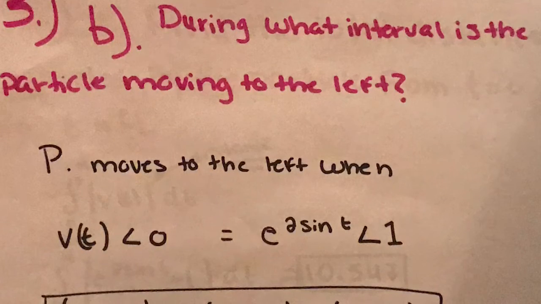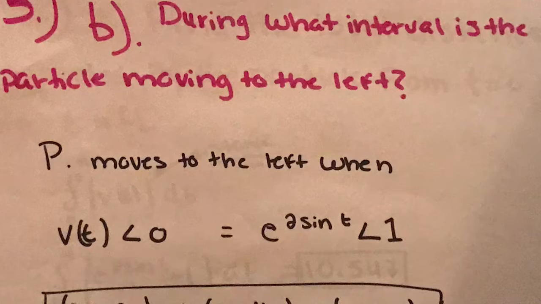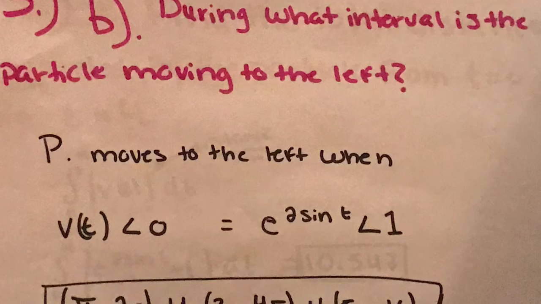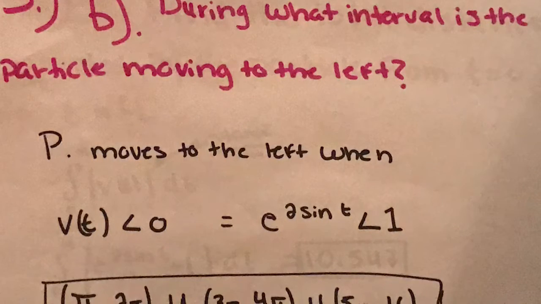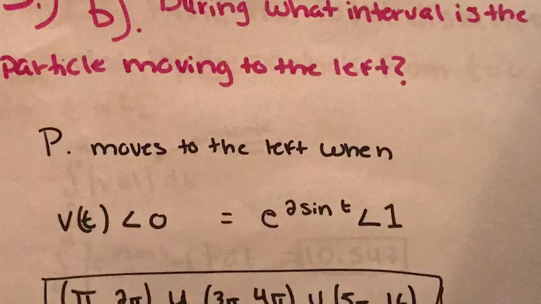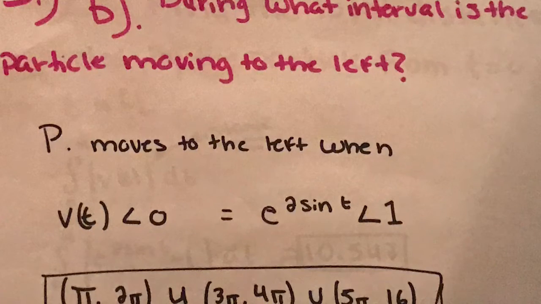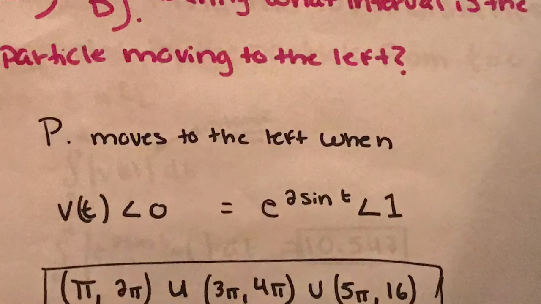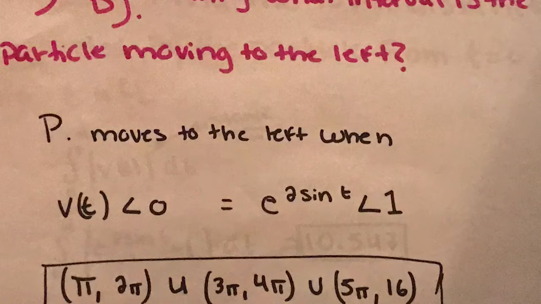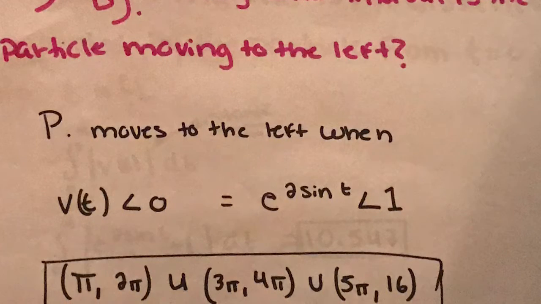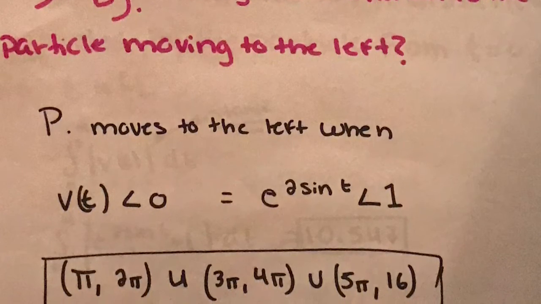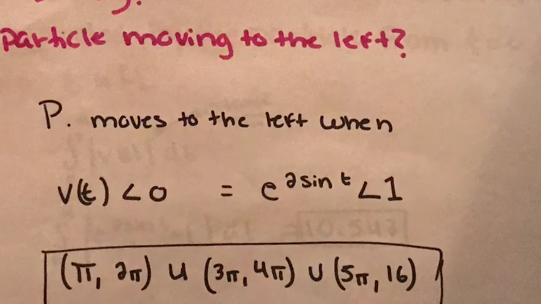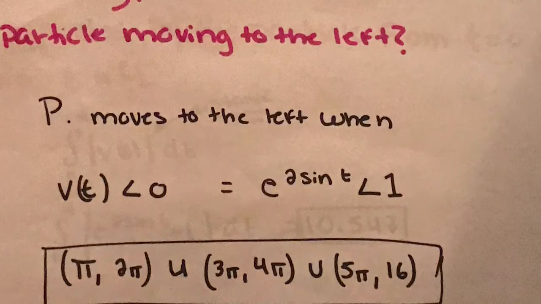Letter B asks, during what intervals of time is the particle moving to the left? Give a reason for your answer. We know that when v of t is less than 0, the particle moves to the left. So we look at the graph we created for letter A, and in your calculator, you can press calculate and then zero. You find the zeros on your graph, and then you'll be given time intervals.